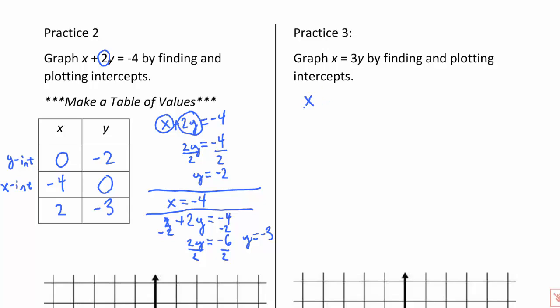Now, for x-intercepts, what do we know about x-intercepts? Well, for x-intercepts, we know that y has to be what value? 0. In other words, the other one always has to be 0. Now, if y is 0, that means that x is equal to 3 times 0, which means that x is equal to 0. So the x-intercept here is 0, 0.